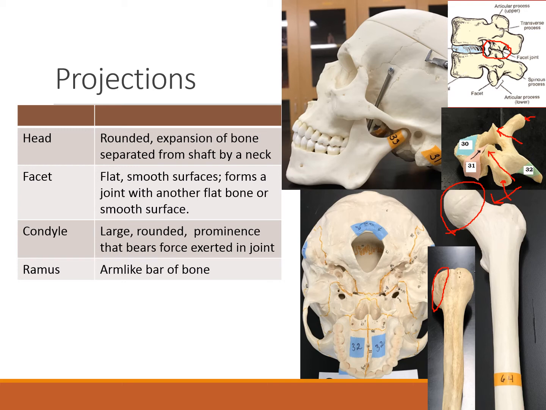Condyles are large rounded prominences that bear the brunt of force exerted by a joint. Examples can be found on the femur, the tibia, and here on the skull. These bumps that look a little bit like half moons here are the occipital condyles. They form a joint with the first cervical vertebra.